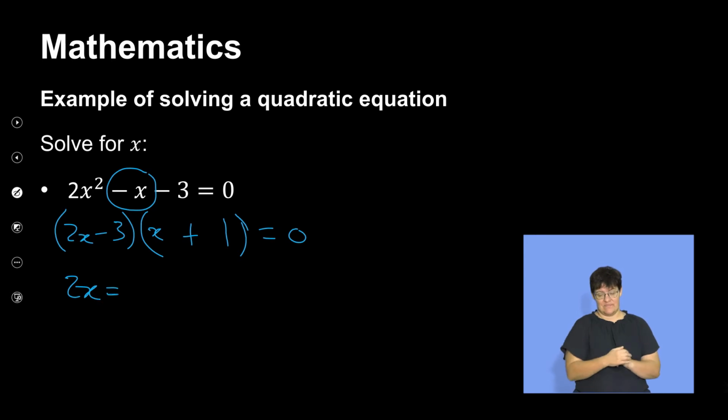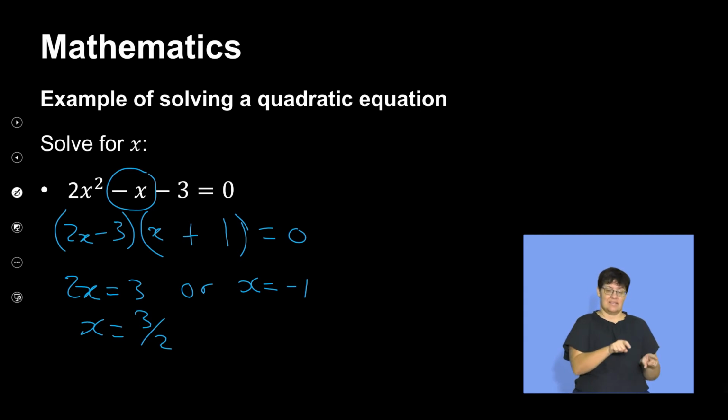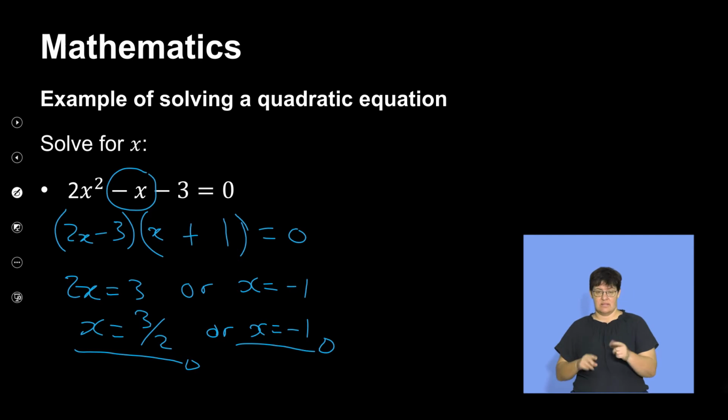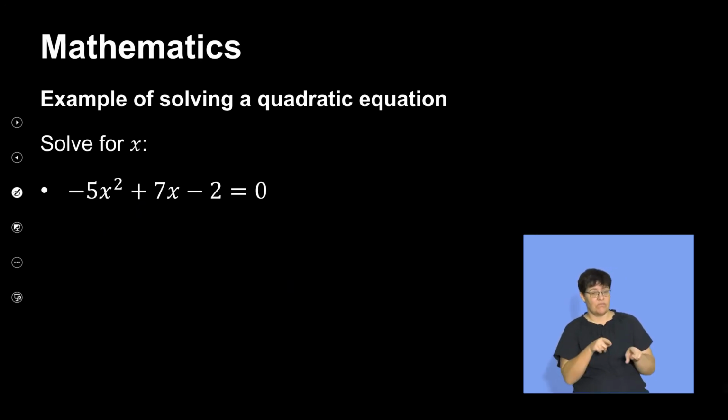Then it becomes 2x is equal to 3, or it becomes x is equal to minus 1. I hope now you are following how we do this. And then my x will be 3 over 2 because I need to divide both sides by 2. And then or my x is equal to minus 1. And those will be my two solutions. And then remember to test your solutions right after working it out.